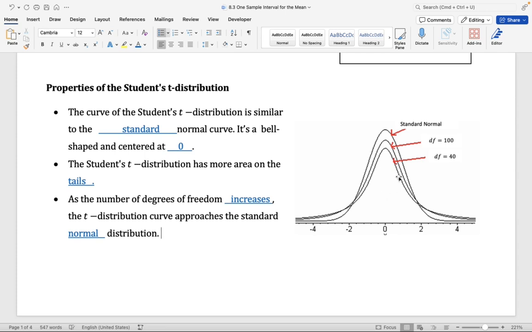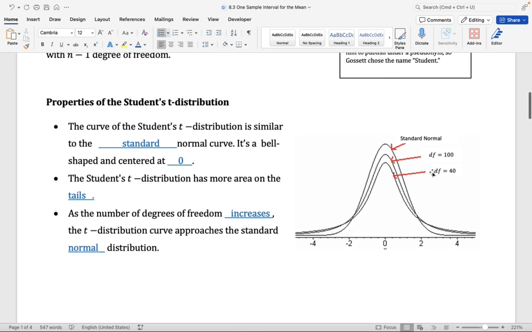In this image, we also have two other distributions. These are t-distributions. One of them is a t-distribution with degrees of freedom equal to 40. And then we see a t-distribution with degrees of freedom equal to 100. Notice, the t-distribution with degrees of freedom equal to 100 is a bit more similar to the standard normal distribution than the distribution with degrees of freedom equal to 40. Here we're saying if the number of degrees of freedom increases, the t-distribution approaches the standard normal distribution. It gets closer and closer to the standard normal distribution.